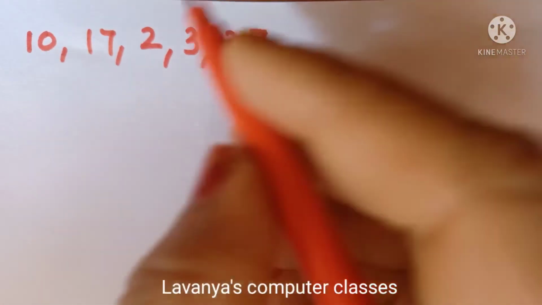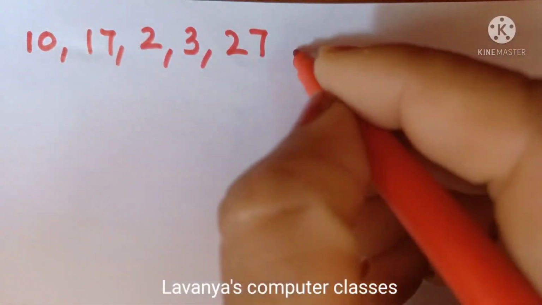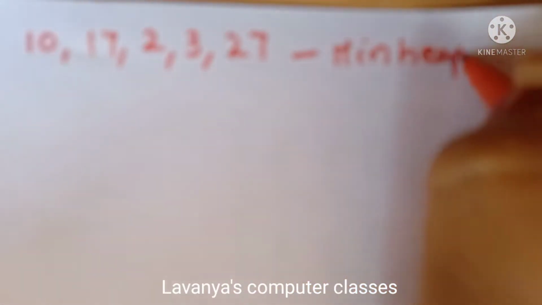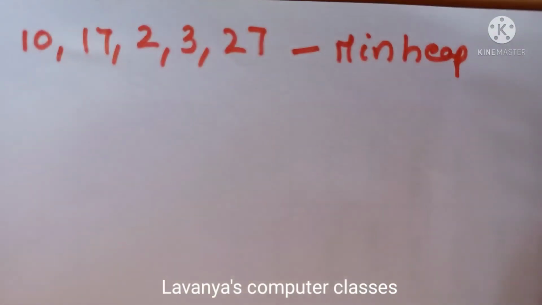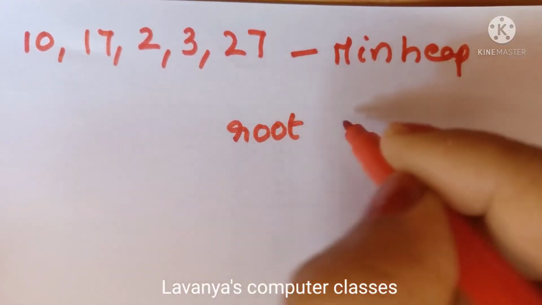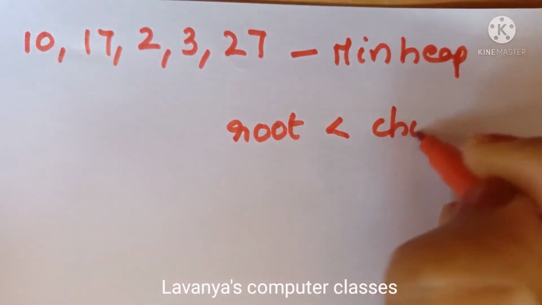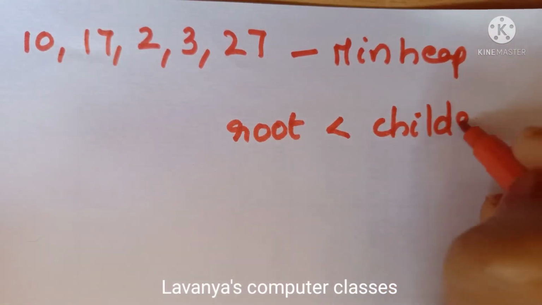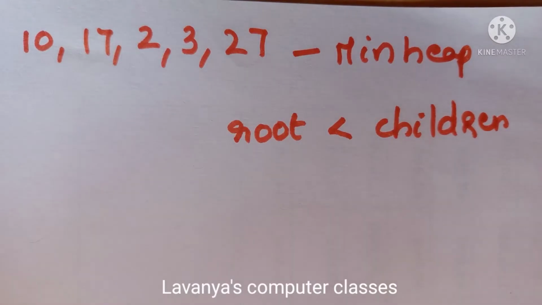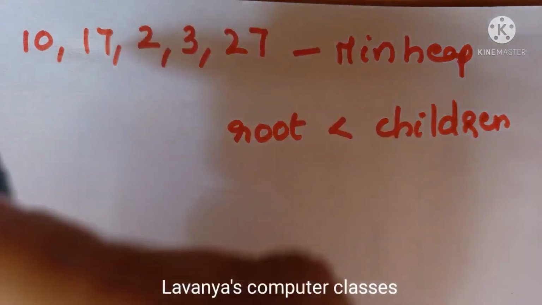Now I will explain how to construct a min heap with the same numbers. So how to construct a min heap for these same numbers. What is the min heap property? It means the root node is always smaller than its children nodes. The root node is always smaller than both its left and right children. So using this property, we construct a min heap.